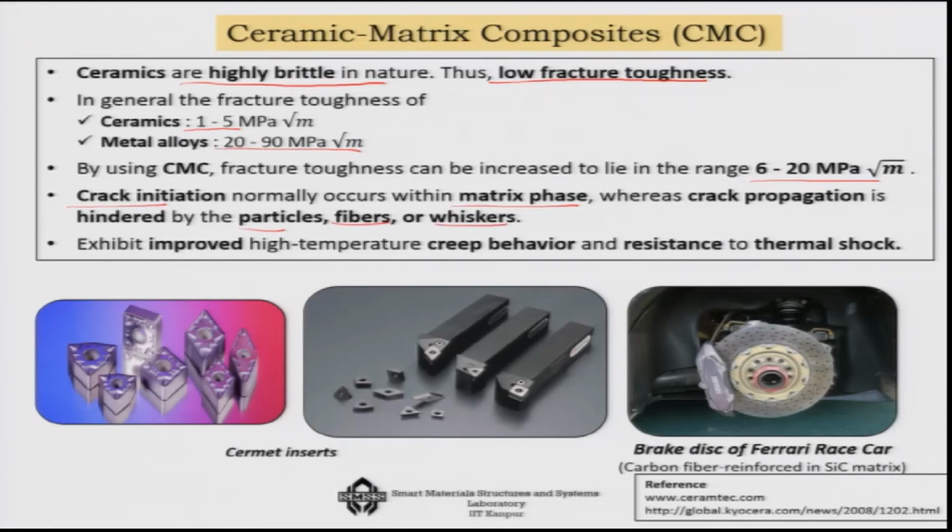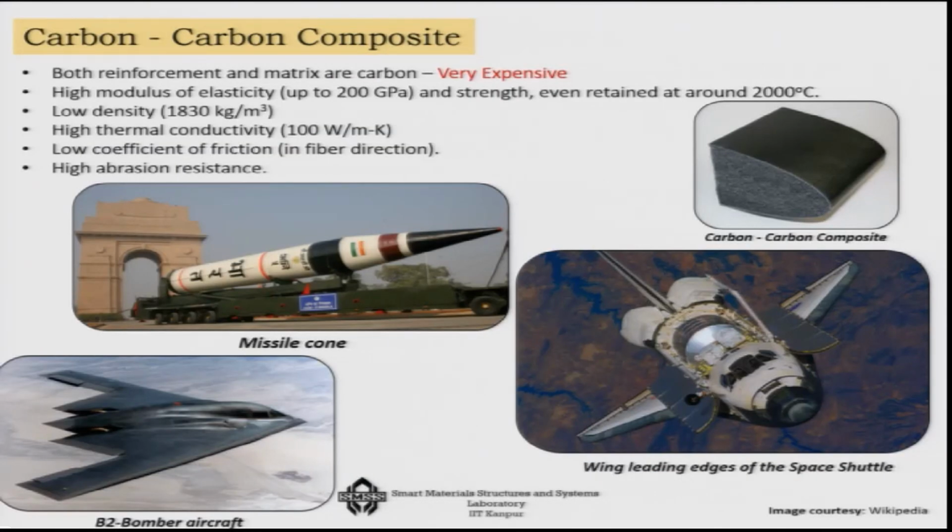I have already shown you how dispersion strengthening can happen by using dispersed nickel titanium particles. That can be applied in a ceramic matrix in order to increase the fracture toughness. So, there are different types of ceramic inserts that are made of ceramic matrix composites, and the brake disc of a Ferrari race car is also of ceramic matrix composite. Now, finally, we talk about carbon composite. They are very expensive, because they are unusually high in terms of modulus of elasticity, strength, and specific modulus of elasticity.